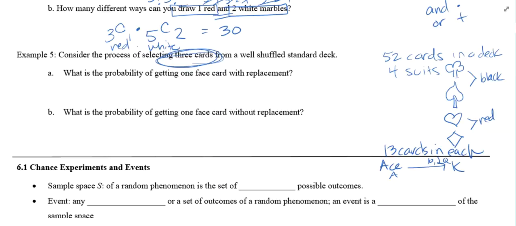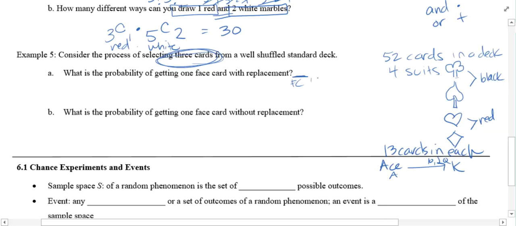So first off, what's the probability of getting a face card? I'm going to have a face card, and then I'm going to get a regular card and another regular card. That's what I want to find the probability of. With replacement, how many face cards are there in the deck? There's going to be 12 out of 52. How many non-face cards are there then? There's 40 out of 52. And since I'm putting them back in the deck, there's still another 40 out of 52 because we did it with replacement.